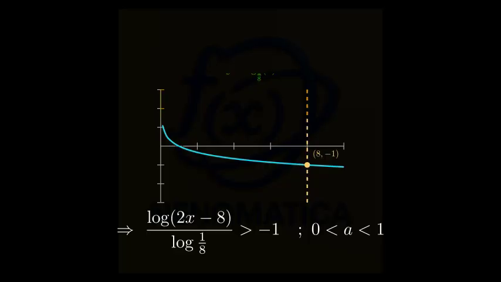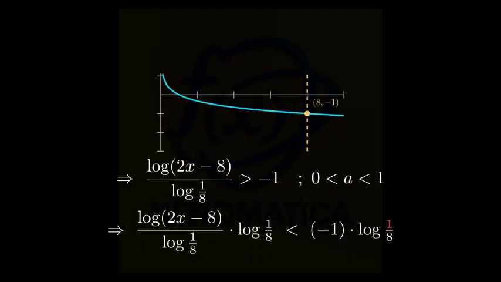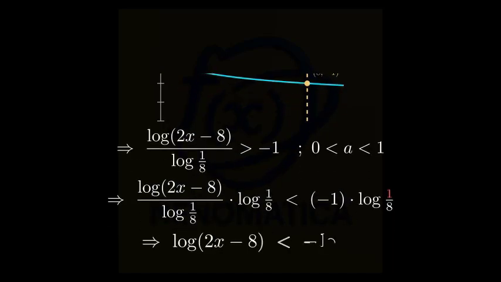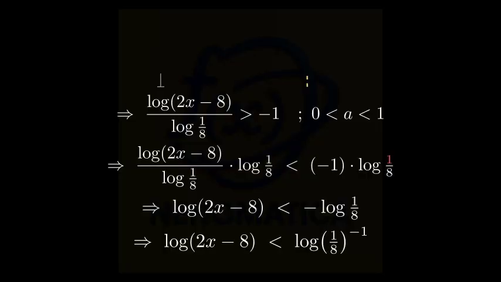We rewrite the left side as common log of (2x minus 8) divided by common log of 1/8. Also note the base is between 0 and 1. Step 2. Multiply both sides by log of 1/8. Since log of 1/8 is negative, the inequality sign reverses from greater than to less than. Step 3. The terms on the left cancel, leaving log of (2x minus 8) is less than negative log of 1/8. Step 4. Use the identity negative log of b equals log of b to the power negative 1.